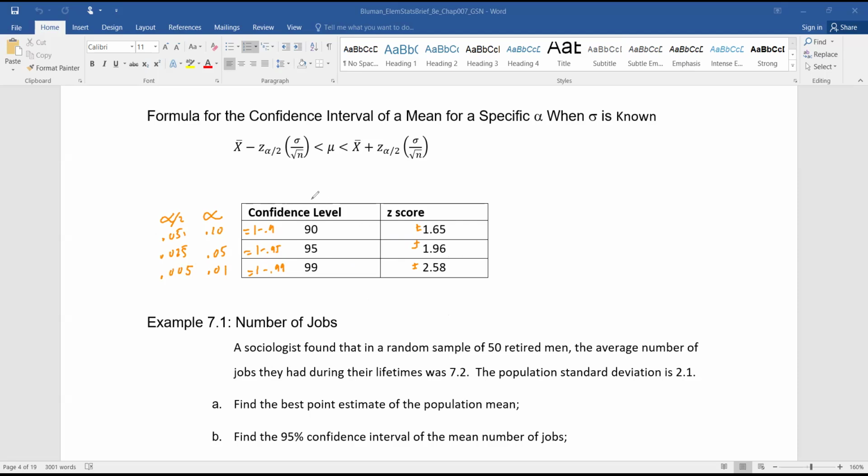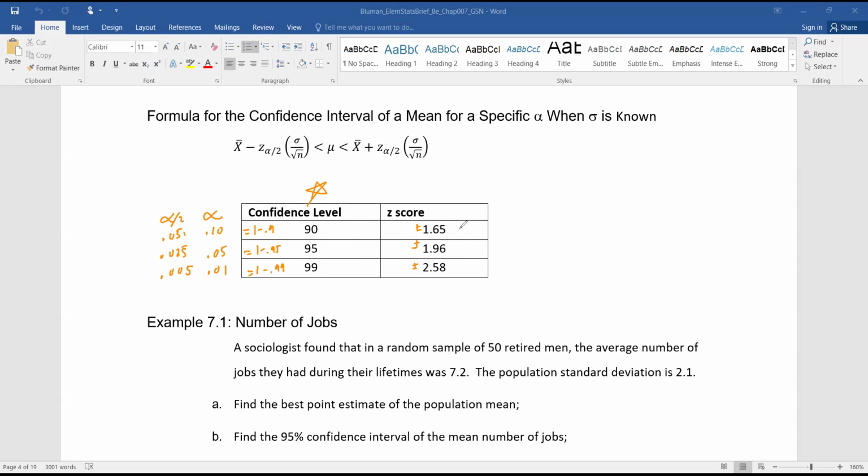These are the three basic ones that really and truly you need to memorize. This is what you'll be seeing a lot. 90 is 1.65, 95 is 1.96, 99 is 2.58. Again, notice the larger my confidence level is, the larger my z-score is, getting away from the mean to contain more values in my range.